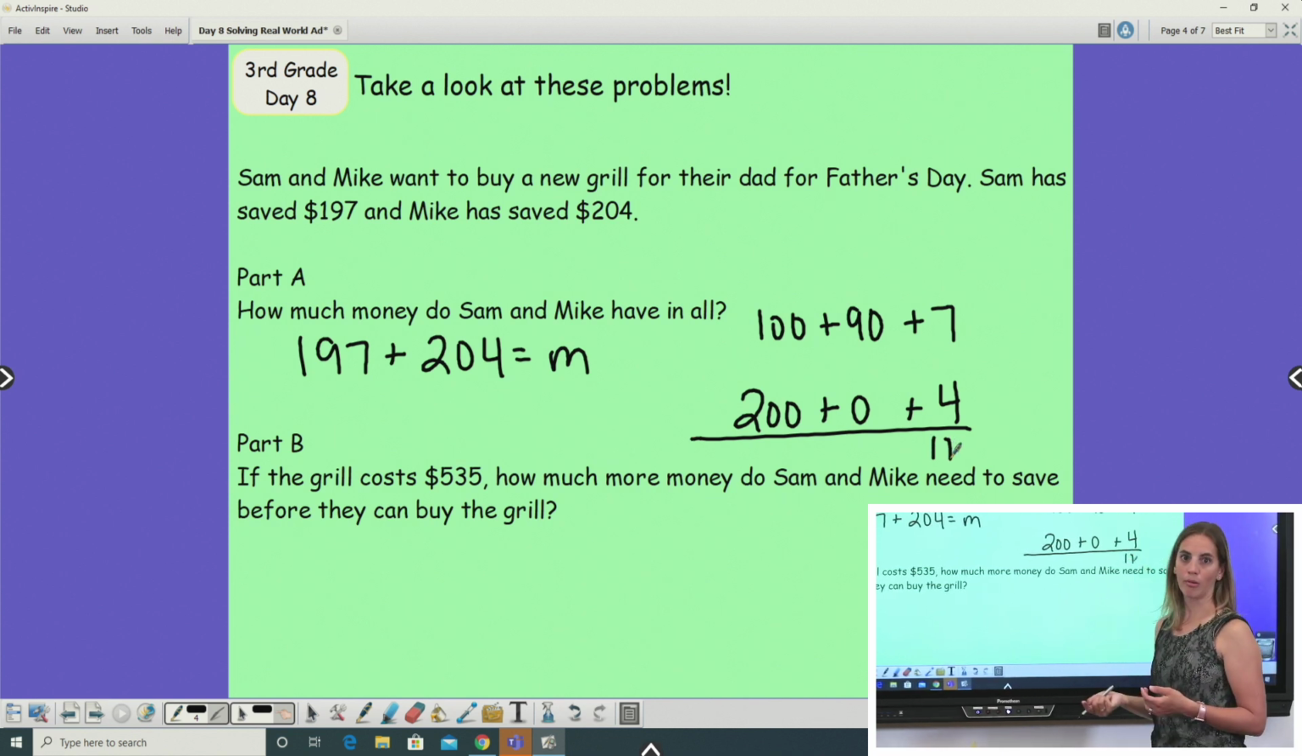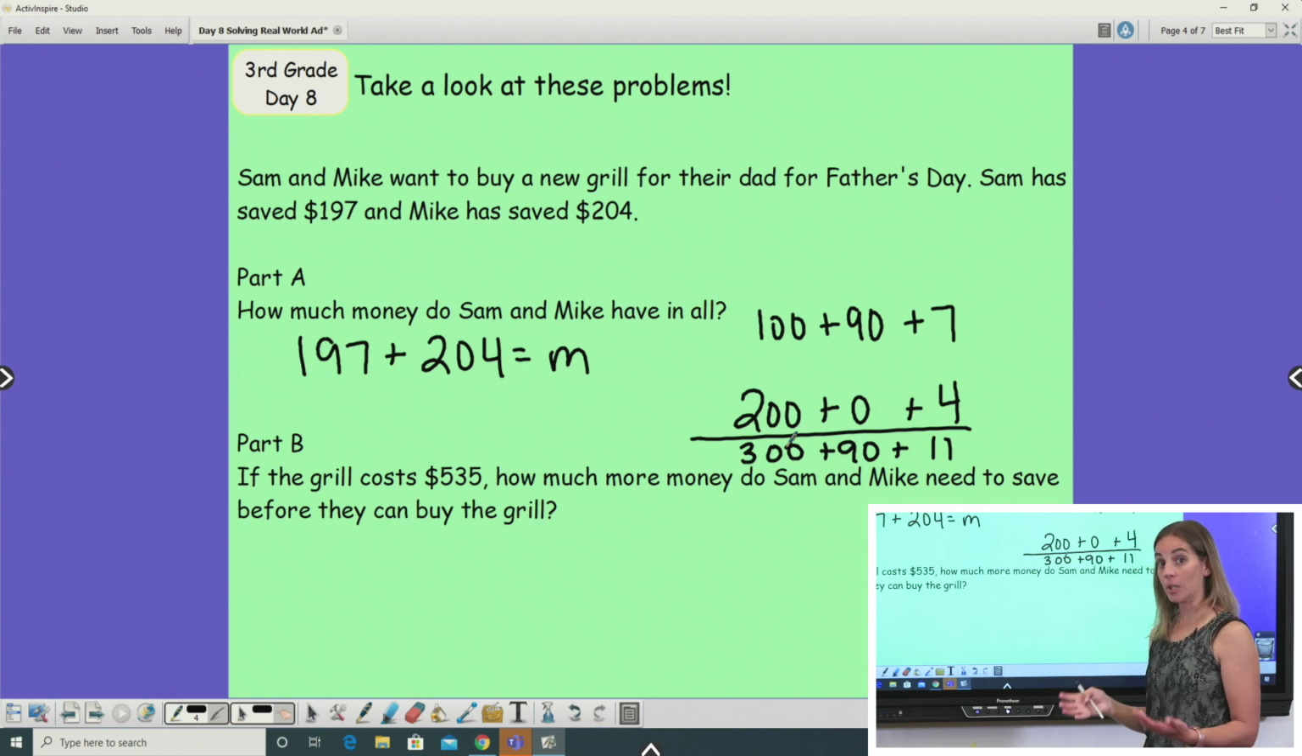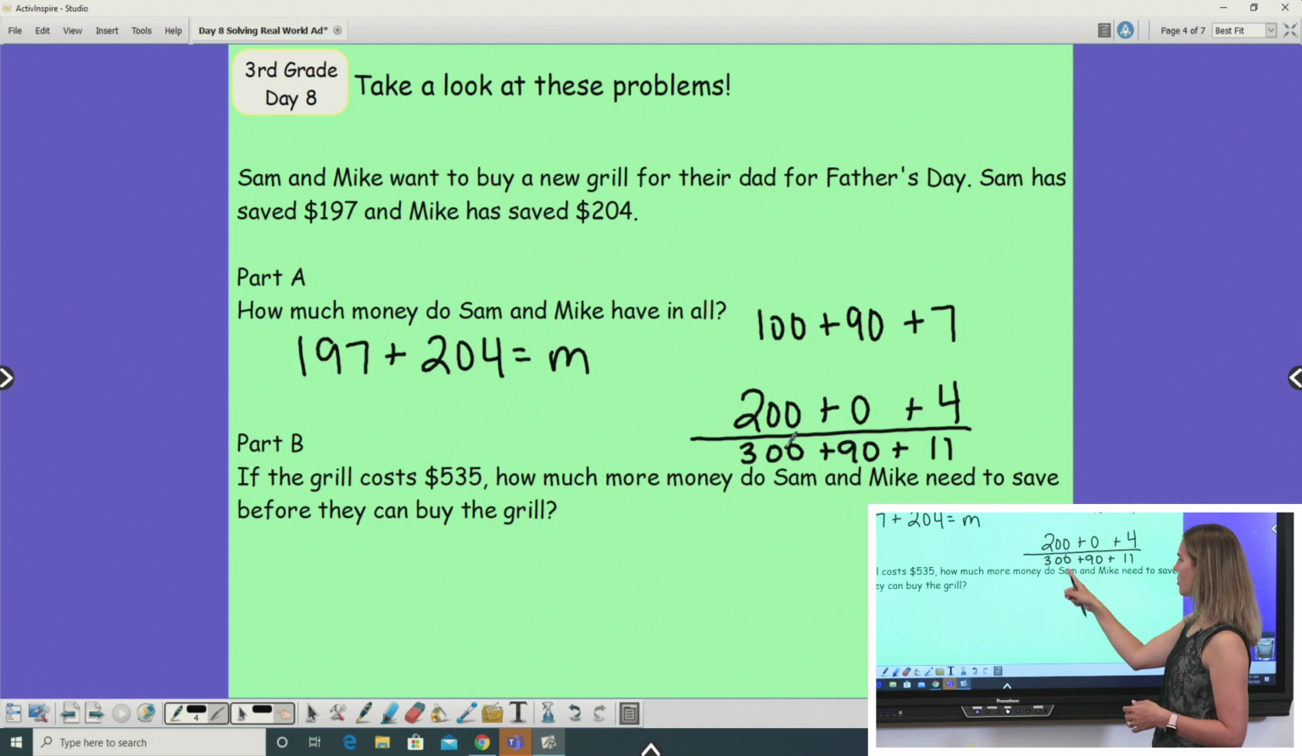What's 90 plus 0? Well, that was an easy one, wasn't it? 90. And then 100 plus 200. Yeah, that was simple too, 300. Isn't it interesting how we took this really tough problem and we turned it into something similar or simpler? Let's take a look. 300 plus 90 plus 11?